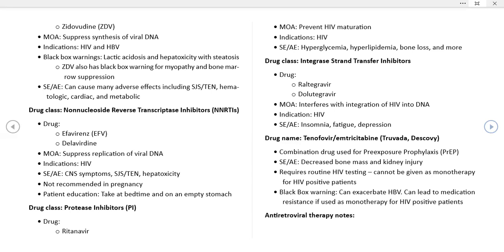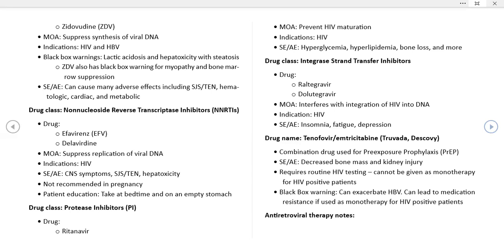We also require them to get routine HIV testing. Let me explain why. Because if the patient at some point actually becomes positive for HIV, then this preventative medication is no longer the right treatment, and we need to, as soon as possible, get them started on the full treatment medication, not just be on the preventative medication. It does have a black box warning that it can make HBV, hepatitis B virus, worse, and like we just said, that it can lead to medication resistance.